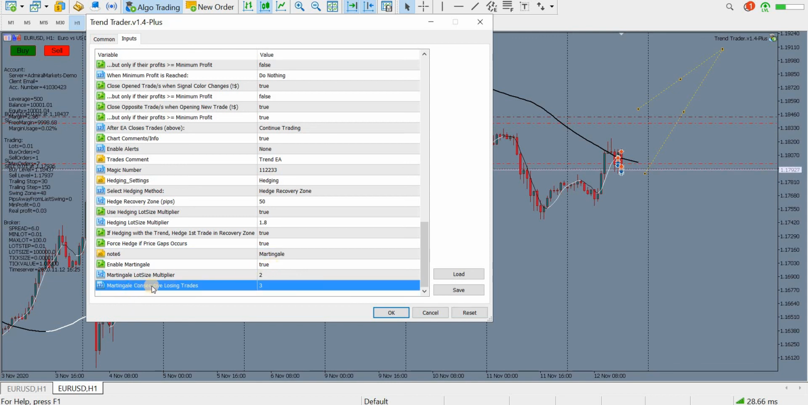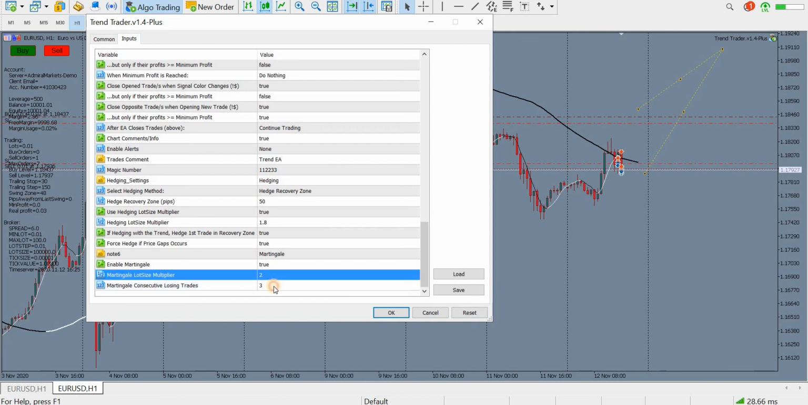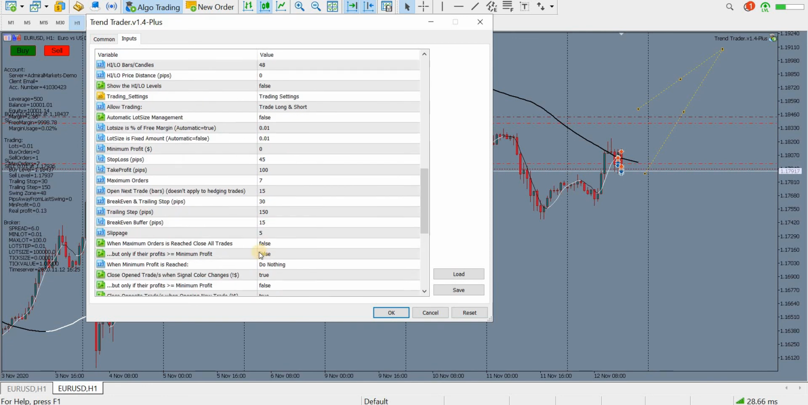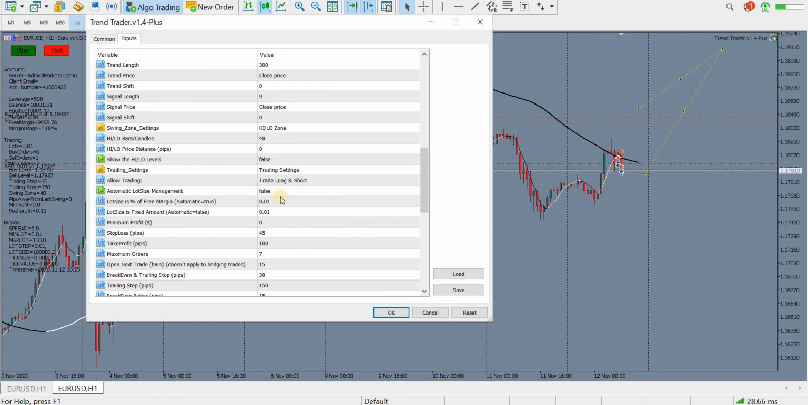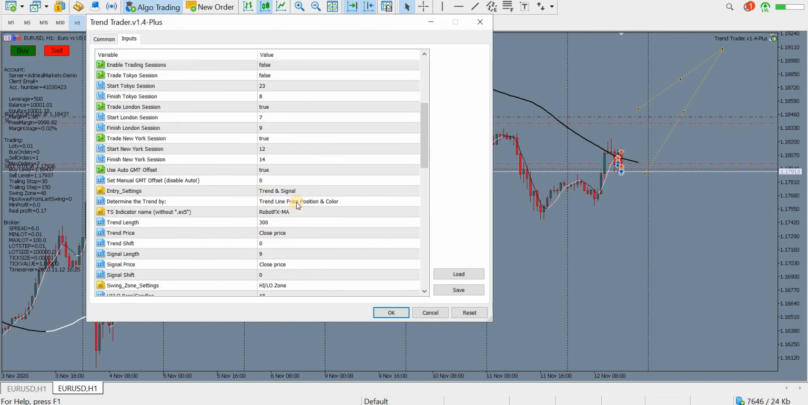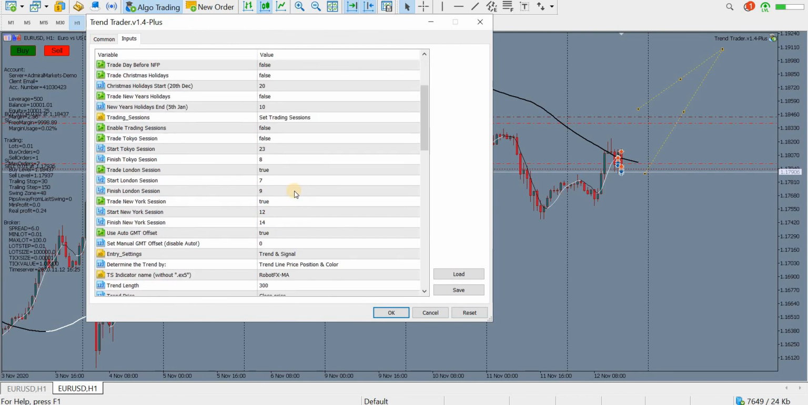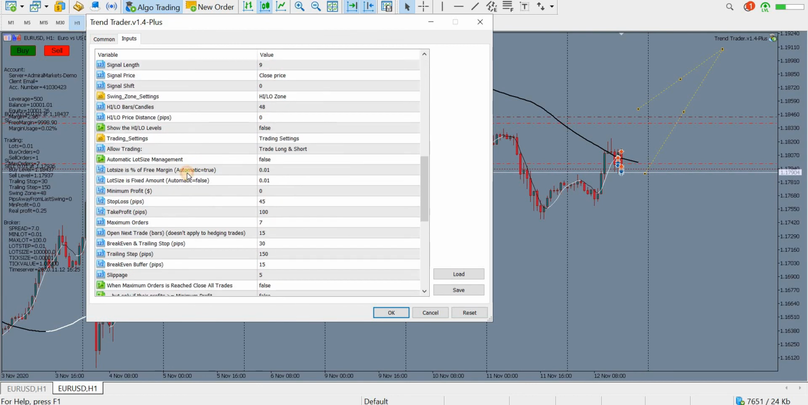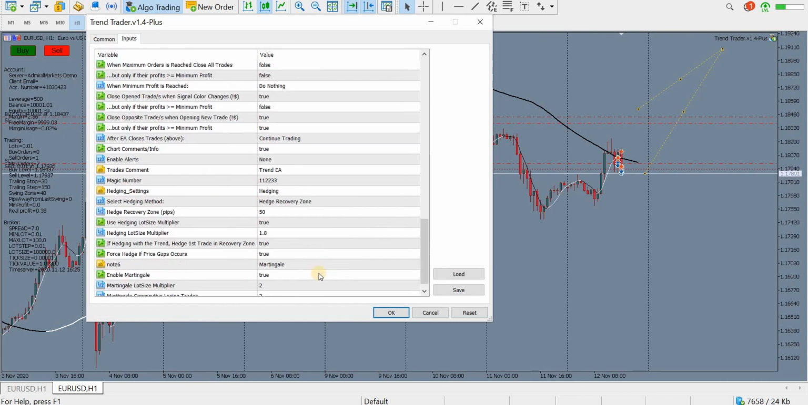limit the martingale. The martingale consecutive losing trades means exactly that: the expert advisor will increase the lot size of the next trade if the previous trade was a loss, but only this certain amount of times. So only 3 times it will double the lot size. After that, it will resume to the lot size set previously within the settings. Where are the lot size settings? Right here. Either a fixed lot size or a percentage of the free margin.